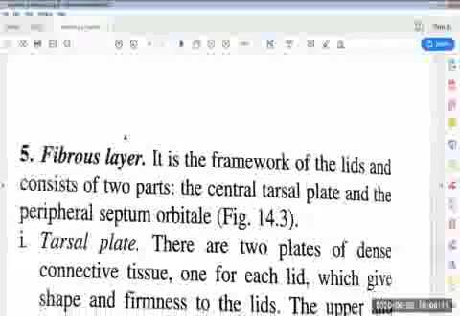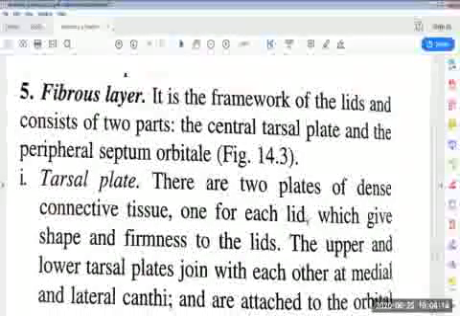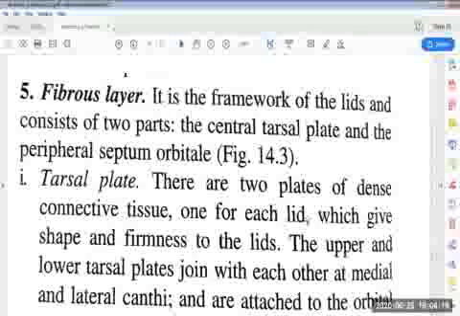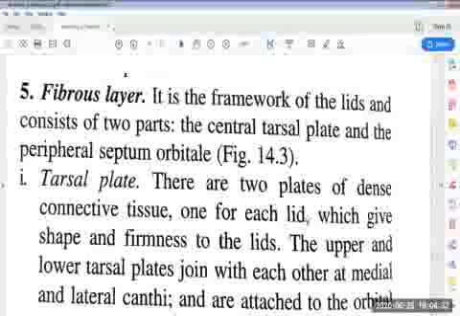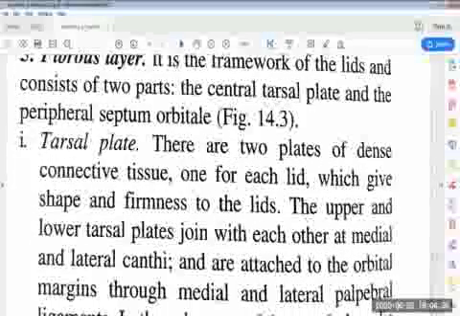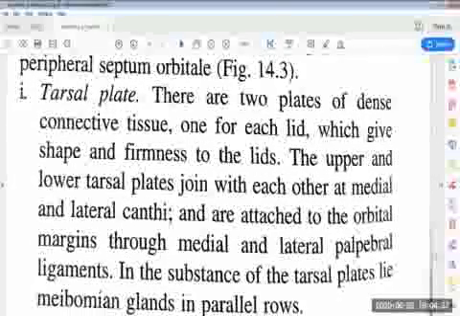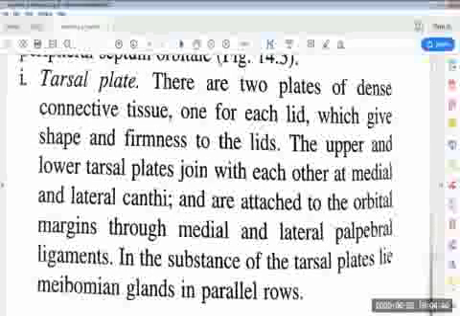Then the next layer in the eyelid is the fibrous layer. It is the framework of the lids and consists of two parts: the central tarsal part and the peripheral septum orbitale. I will show that in the image. The tarsal plate: these are two plates of dense connective tissue, one for each lid. Means in each lid we have a plate of connective tissue which gives shape and firmness to the lids. This is the function of the tarsal plate.